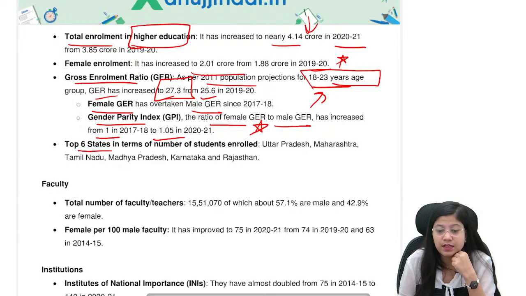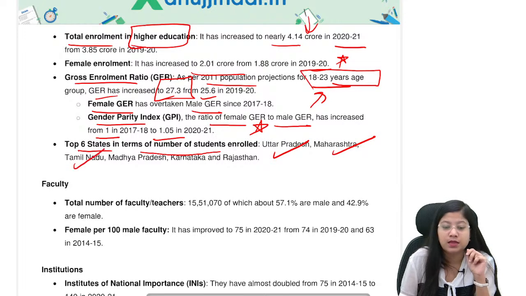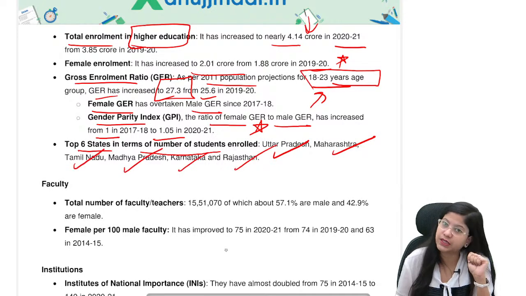Top 6 states in terms of number of students enrolled. Uttar Pradesh is 1, Maharashtra 2nd, Tamil Nadu 3rd, Madhya Pradesh 4th, Karnataka and Rajasthan 5th and 6th.